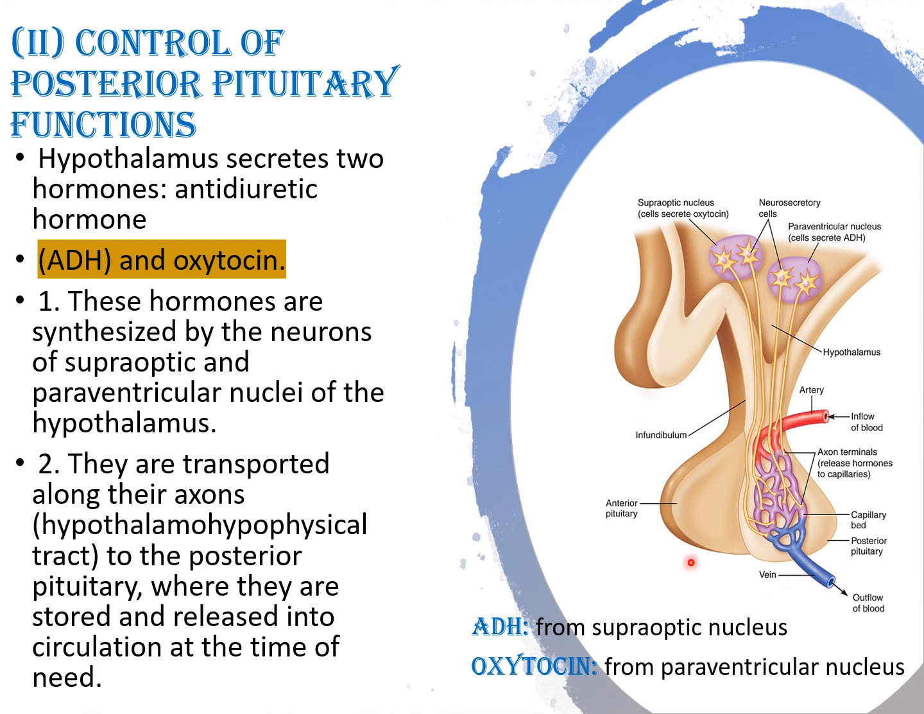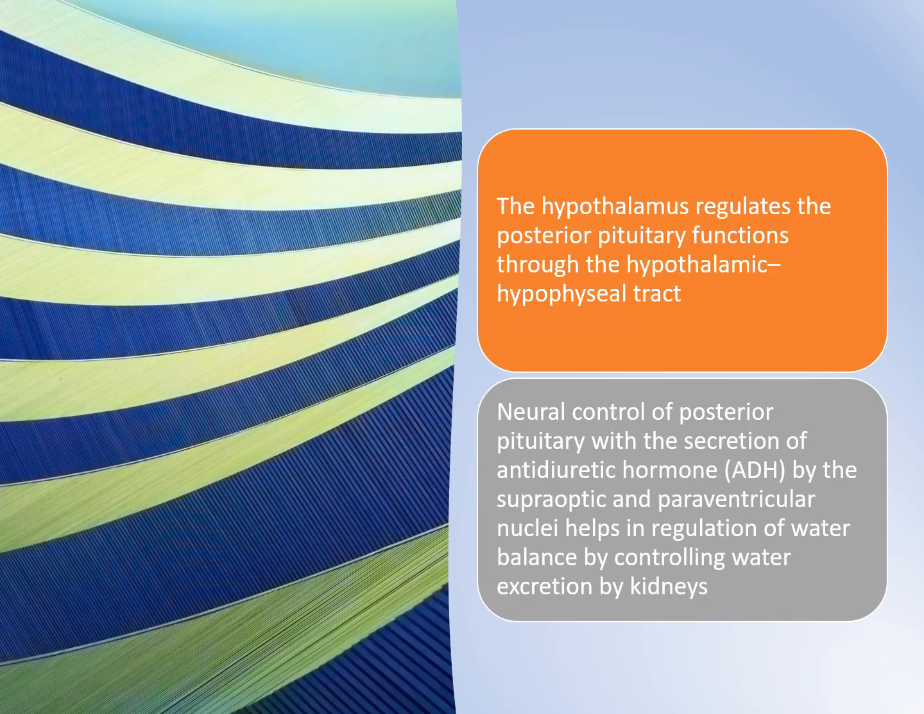So the hypothalamus secretes two hormones, antidiuretic hormone and oxytocin, and these hormones are synthesized by the neurons of the supraoptic and paraventricular nuclei of the hypothalamus. They are transported along their axons to the posterior pituitary, through the hypothalamo-hypophyseal tract, where they are stored and released into the circulation at a time of need. The hypothalamus thus regulates the posterior pituitary function through the hypothalamo-hypophyseal tract.